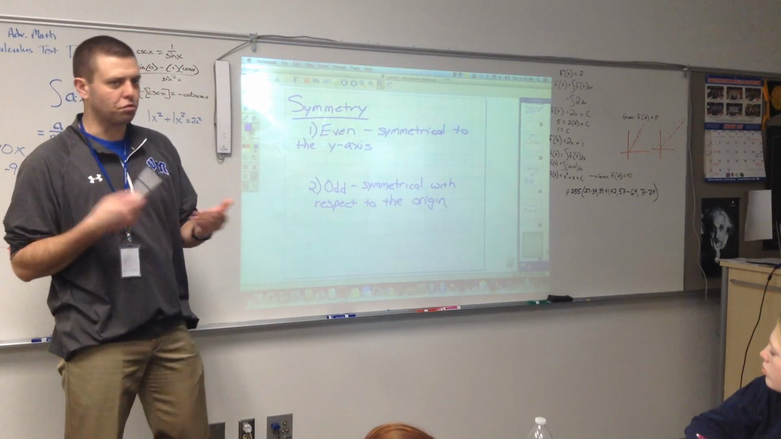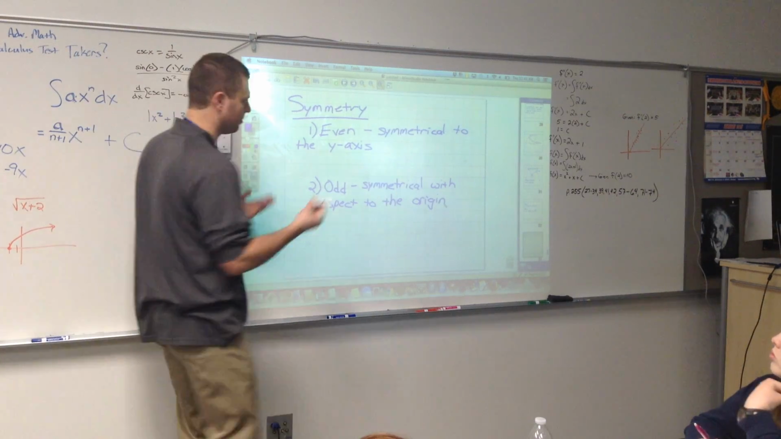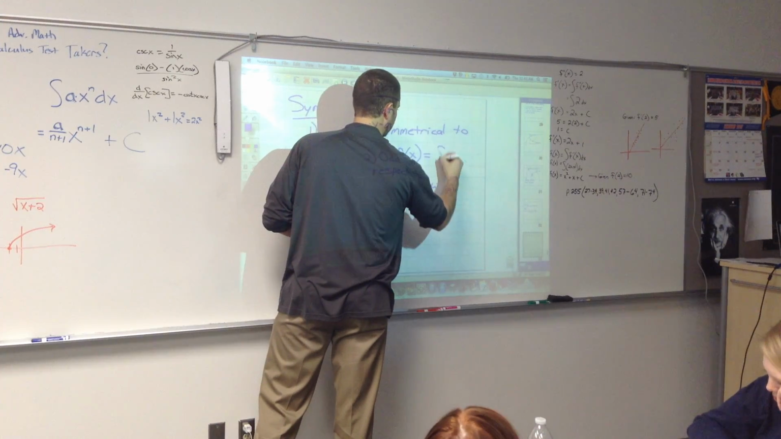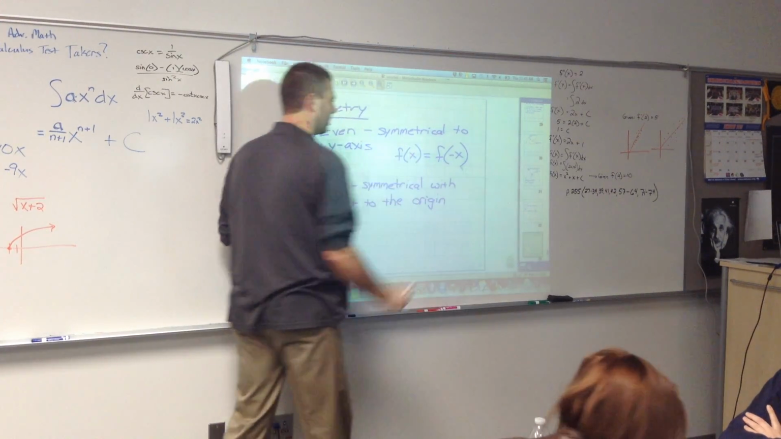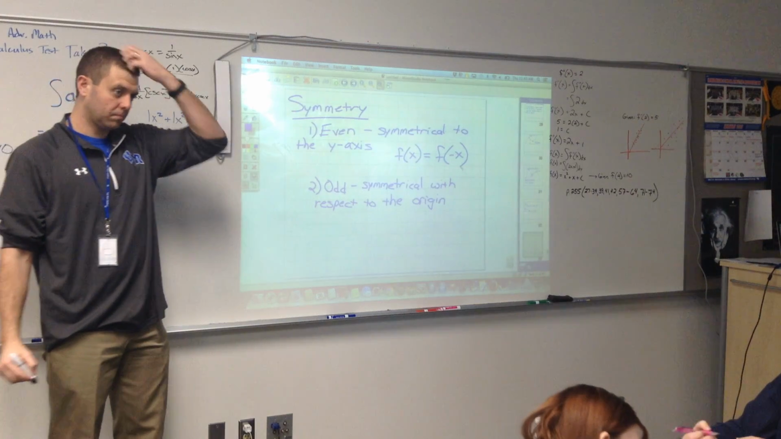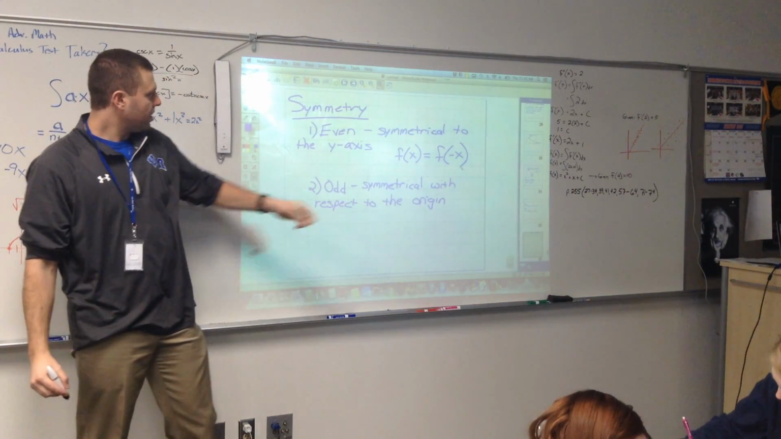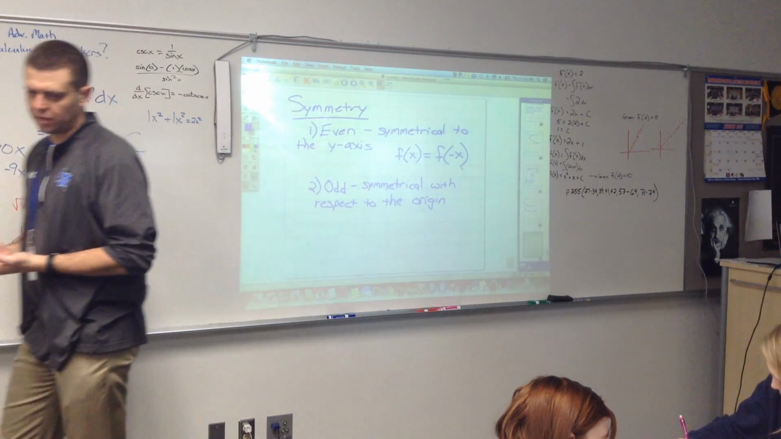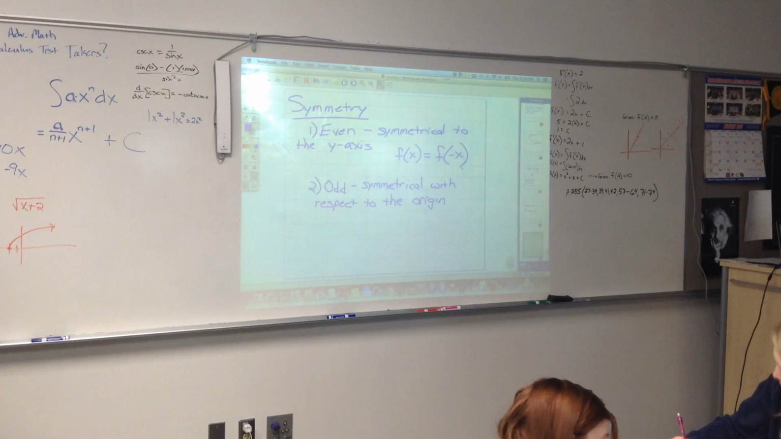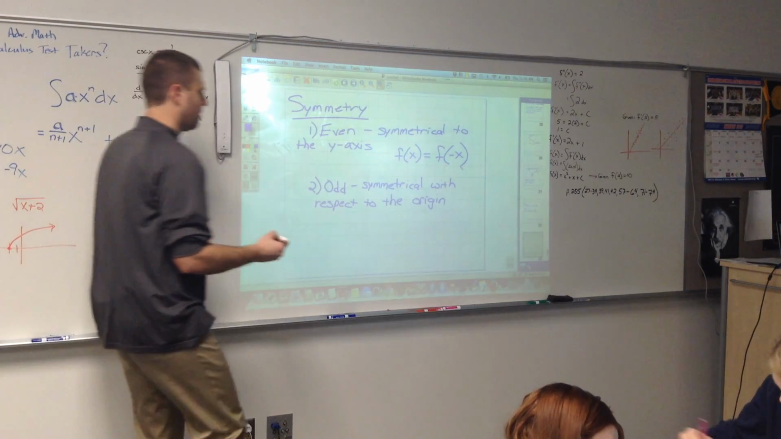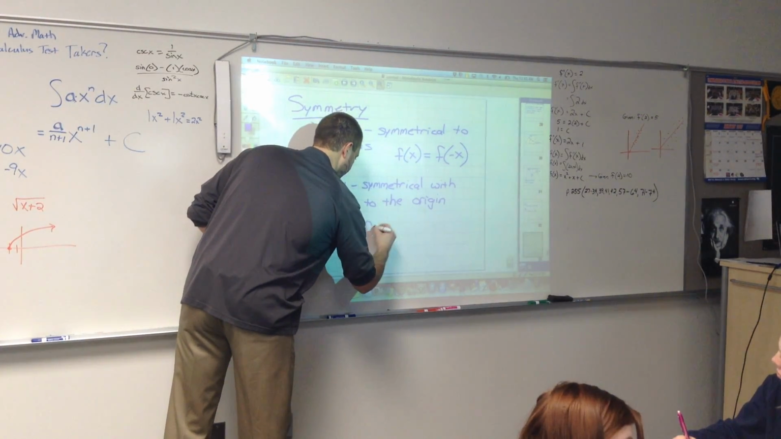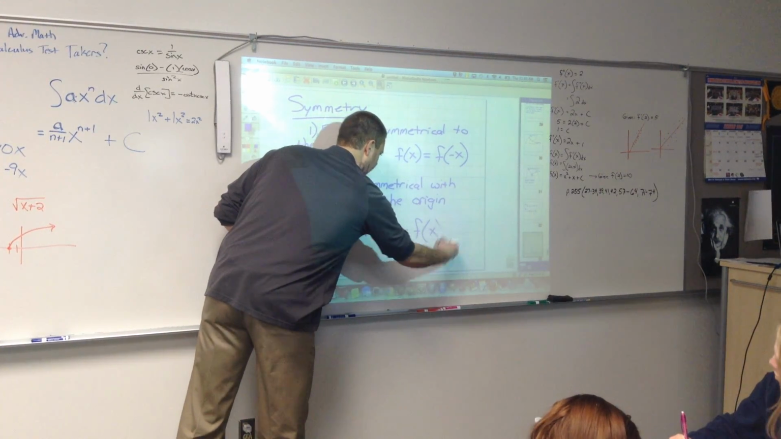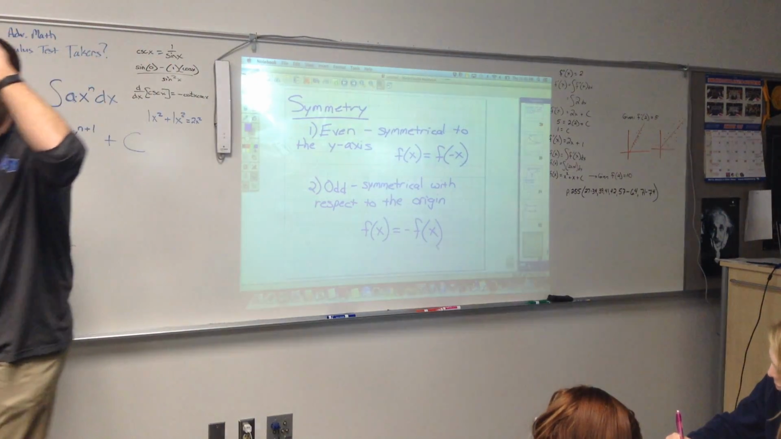Algebraically, how can you show something is an even or an odd function? This is what you will do to prove something is even. If f of x is equal to f of negative x, you have an even function. If f of x is equal to the opposite of f of negative x, then you have an odd function.